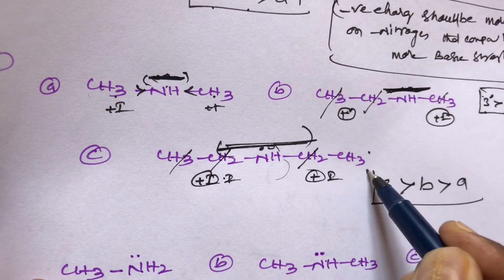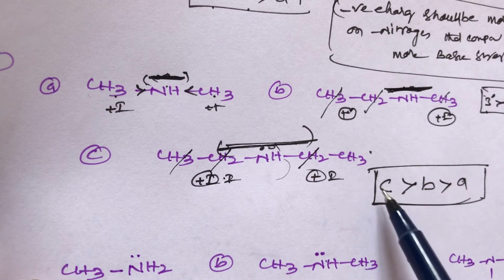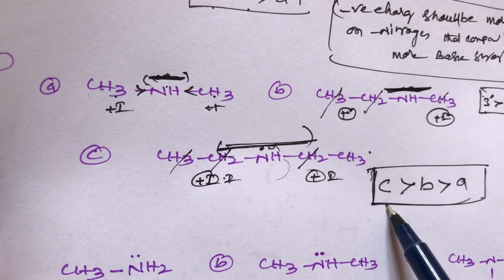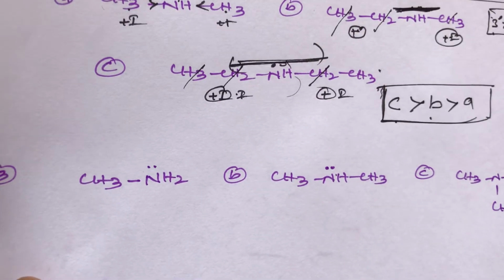This is the simple trick, student. This is the basic strength order. And stability is also the same thing. Stability is also directly proportional to the density. C is greater than B, B compound is greater than A. This is a simple trick, student. Now take one more example.